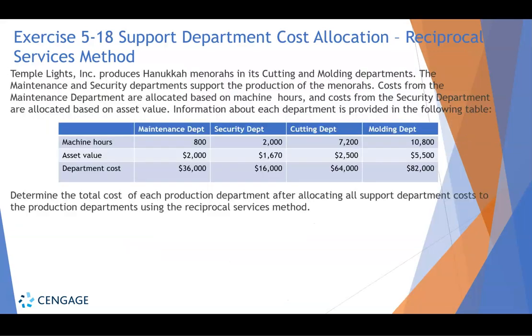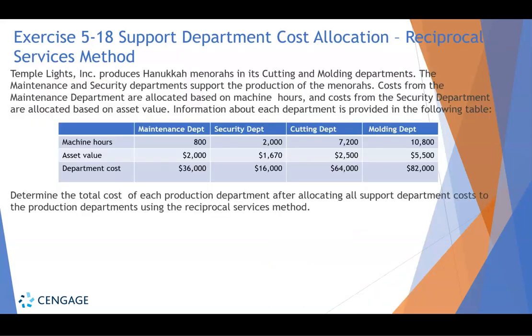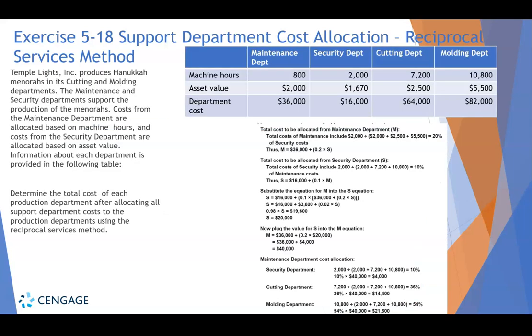Temple Lights produces Hanukkah menorahs in its cutting and molding departments. The maintenance and security departments support the production of the menorahs. Costs from the maintenance department are allocated based on machine hours. Cost from the security department is based on asset value. And here's the information. So again, we need to calculate for the maintenance department and for the security department.